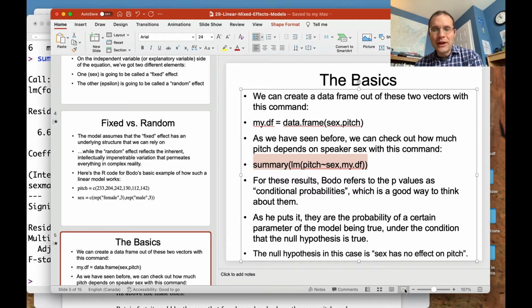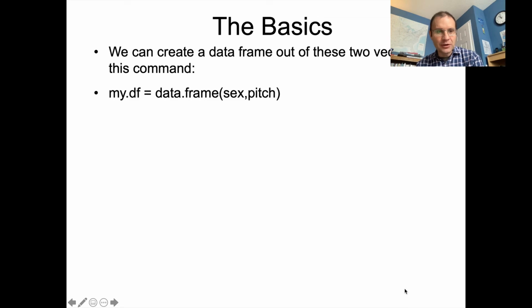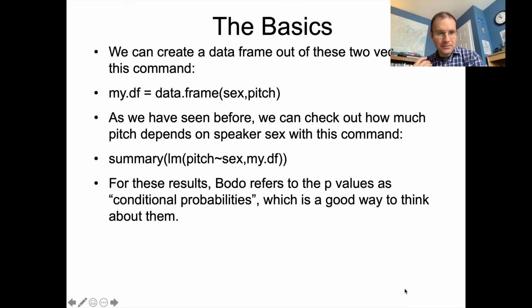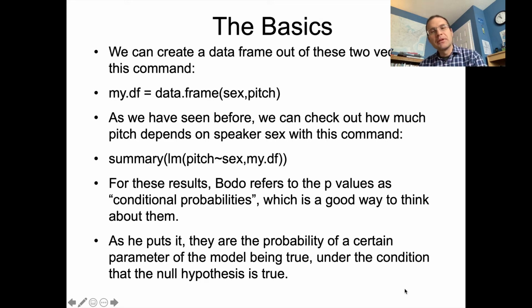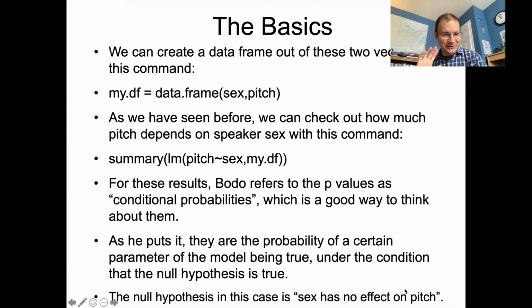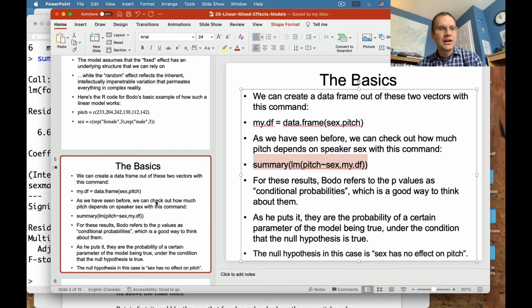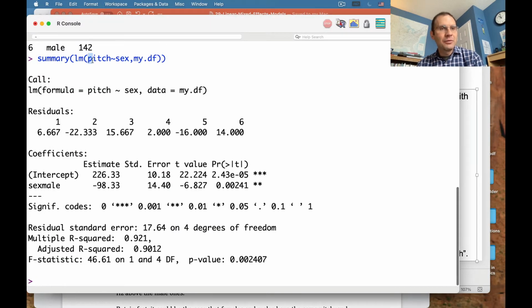One thing I'll point out, some interesting points that are made in the tutorial: Professor Winter refers to the p-values as conditional probabilities, which I think is a good way to think about them. As he puts it, they are the probability of a certain parameter of the model being true under the condition that the null hypothesis is true. I might repeat that again, but before I do, I want to say that the null hypothesis in this case is that sex has no effect on pitch, right? So we're looking at whether pitch is dependent on sex.